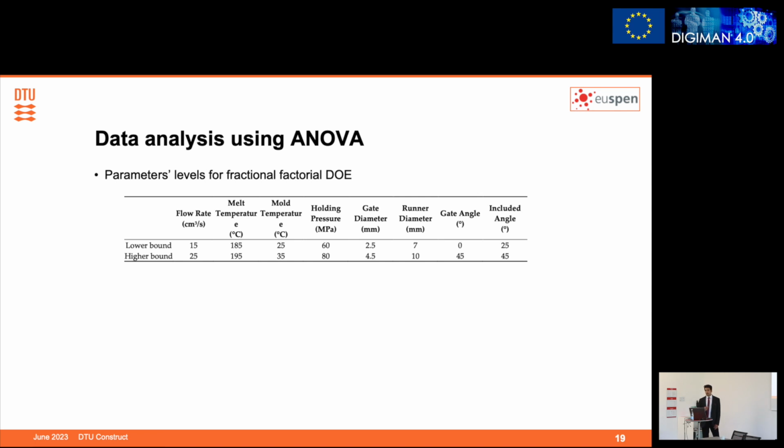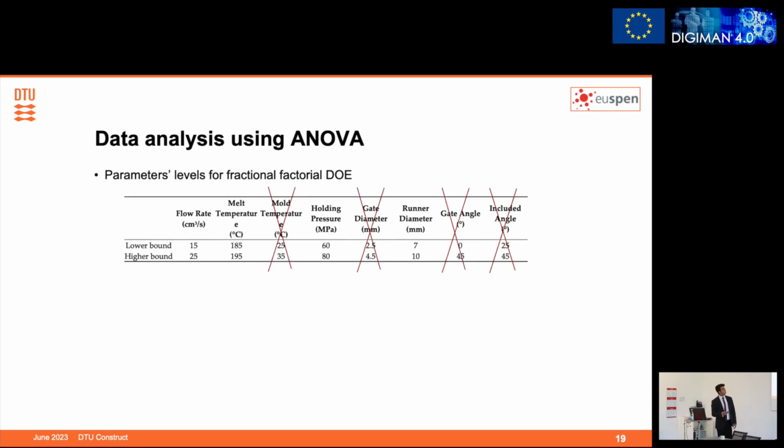And in this table, you can see the two levels for each of those 8 factors that I told you about, which we adopted during the first design of experiment. For example, for flow rate, first we considered 15 cubic centimeters per second, and the next level, the higher bound, was 25. And the same for all those 8 factors.